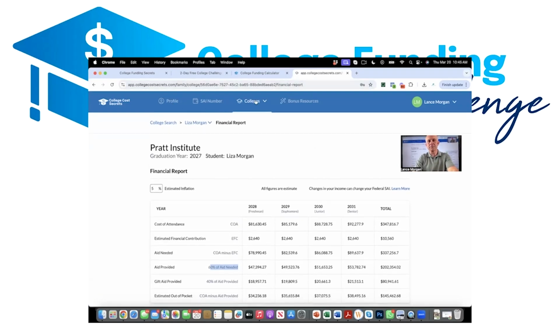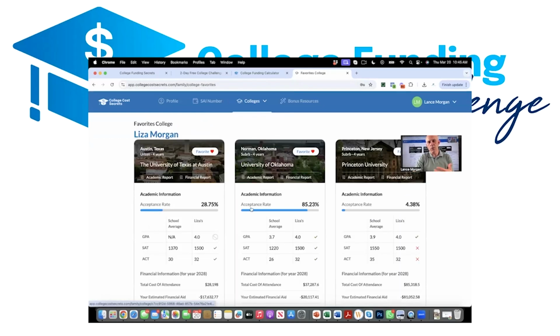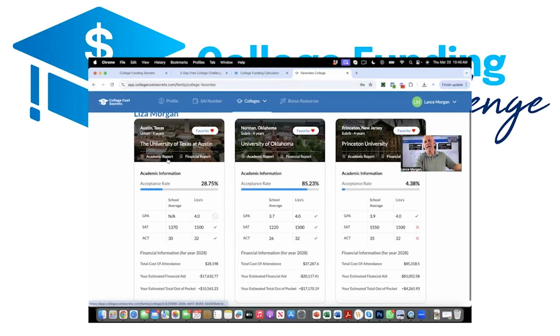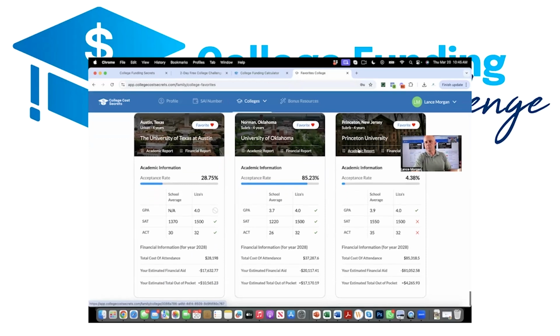I want to go back to the examples we were using earlier. We were talking about UT Austin, University of Oklahoma, and Princeton. These were our case studies. Now, this is giving me $10,000 or $17,000 in free money, making my out of pocket for the local state school only $10,000.